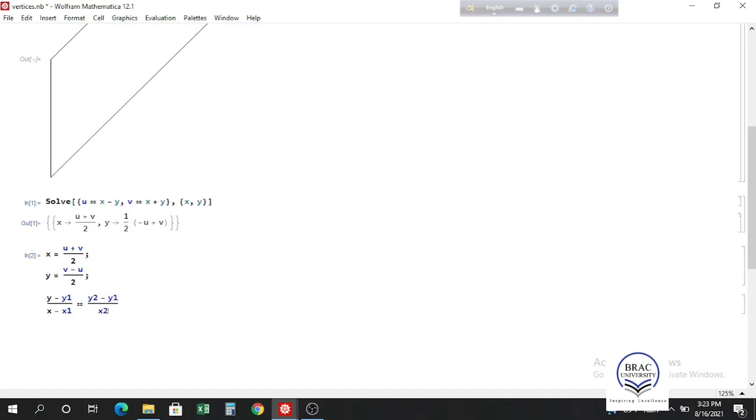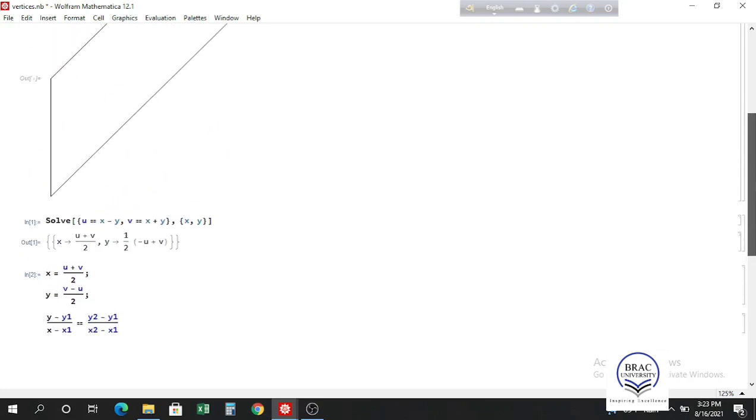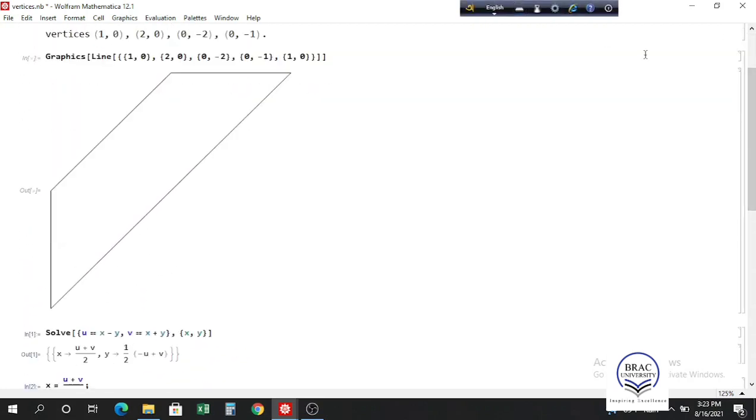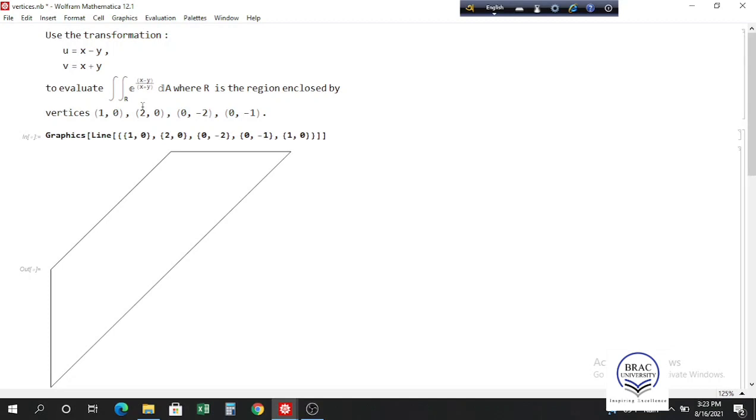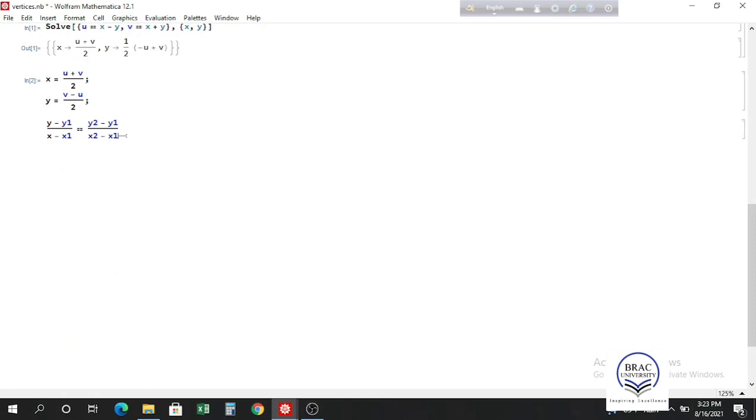Now I want the equation of lines in the UV plane, so I'll solve this equation and find the equation in terms of u and v. Say I want to know v, so give a comma and write v. Say x1 y1 is 1 0 and x2 y2 is 2 0. I want to find the line connecting these 2 points in the UV plane. So I'll solve this equation and find say v in terms of u using this equation.